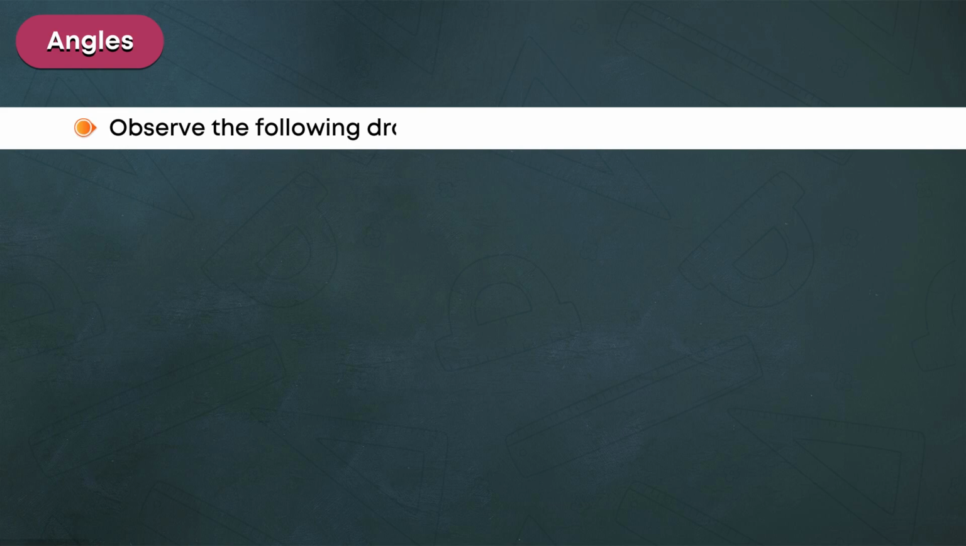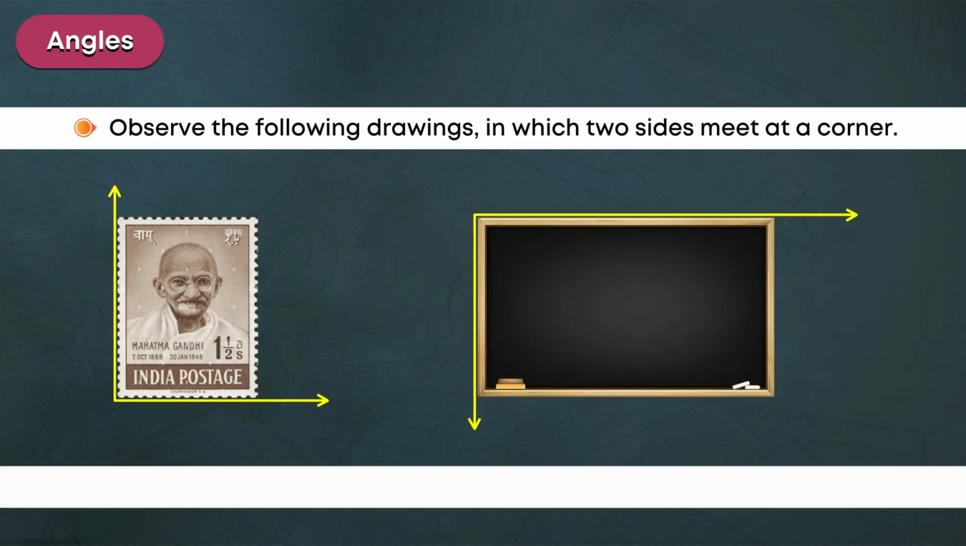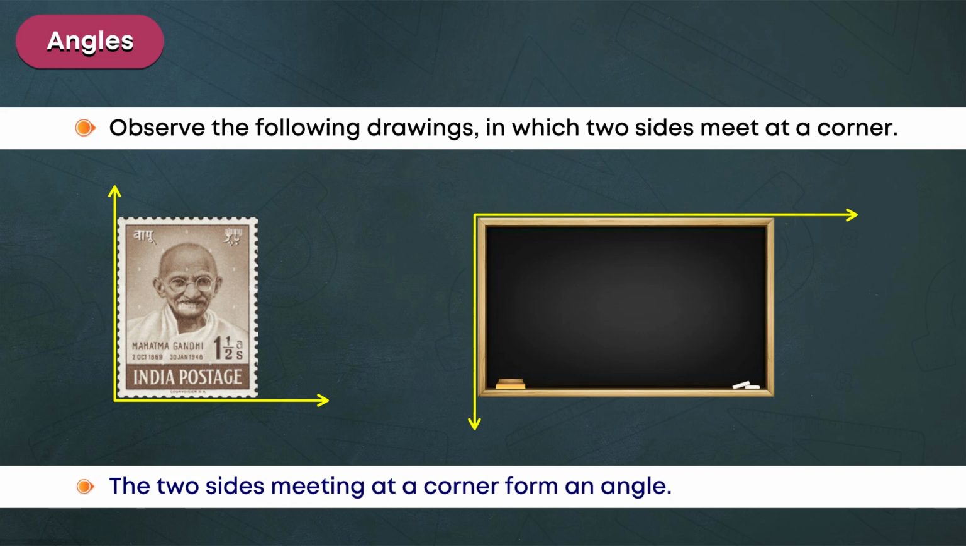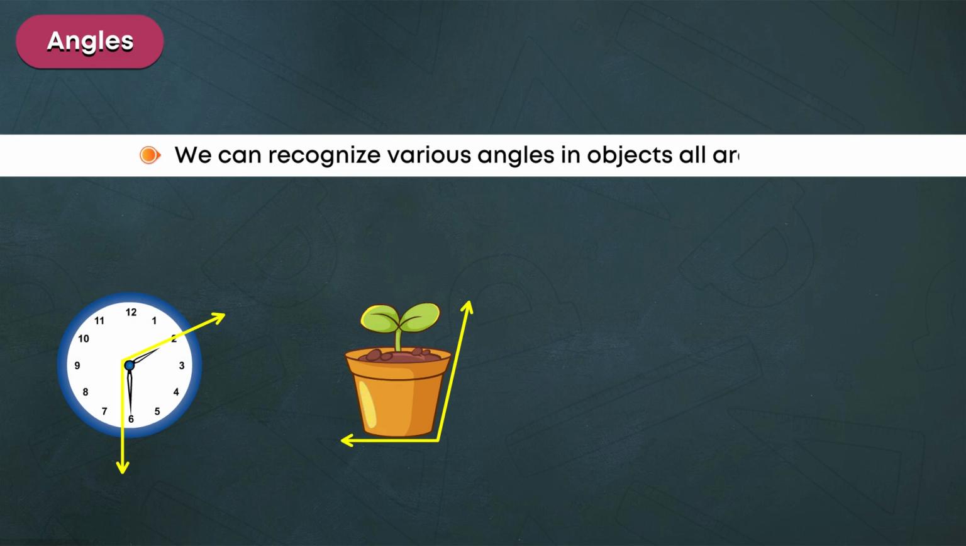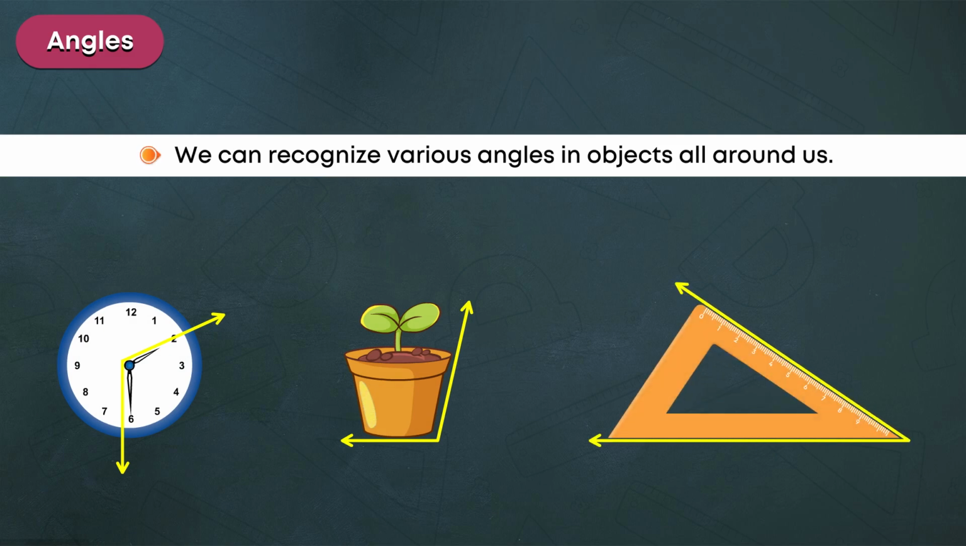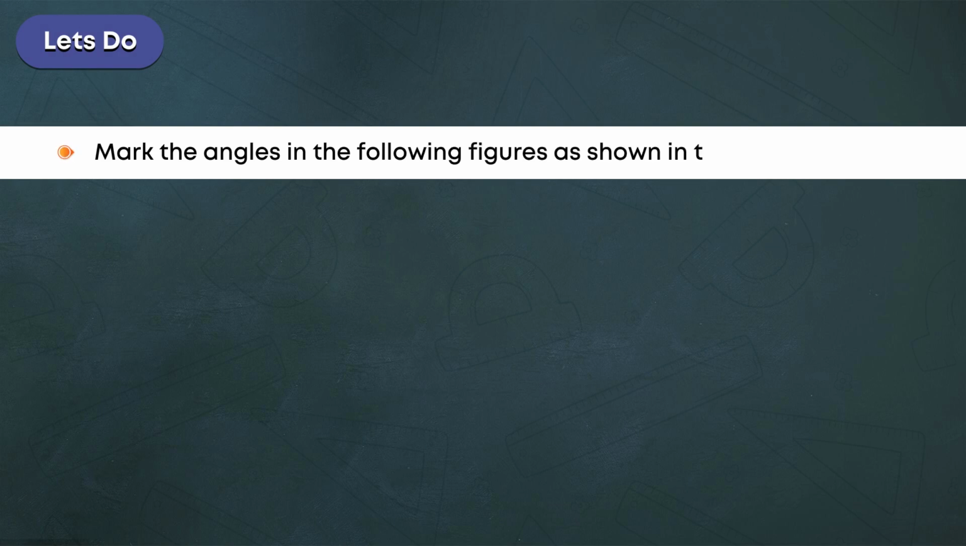Angles. Observe the following drawings, in which two sides meet at a corner. The two sides meeting at a corner form an angle. We can recognize various angles in objects all around us. Let's do. Mark the angles in the following figures as shown in the leftmost figure.